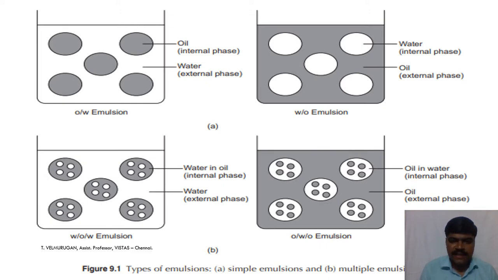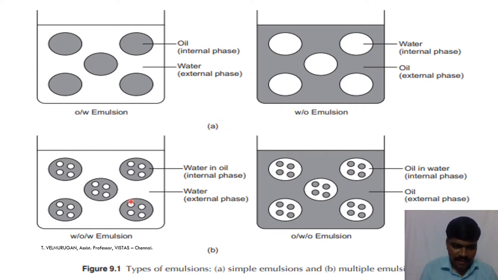See, this is the pictorial representation of the types of emulsion. The first one, oil in water type emulsion. In that you have to consider oil is inside and surrounded by the water. So this is called oil in water type of emulsion. See here, oil is the internal phase, water is the external phase. Here, water in oil type of emulsion: water is the internal phase surrounded by oil, so the oil is the external phase. So this is called water in oil type of emulsion.